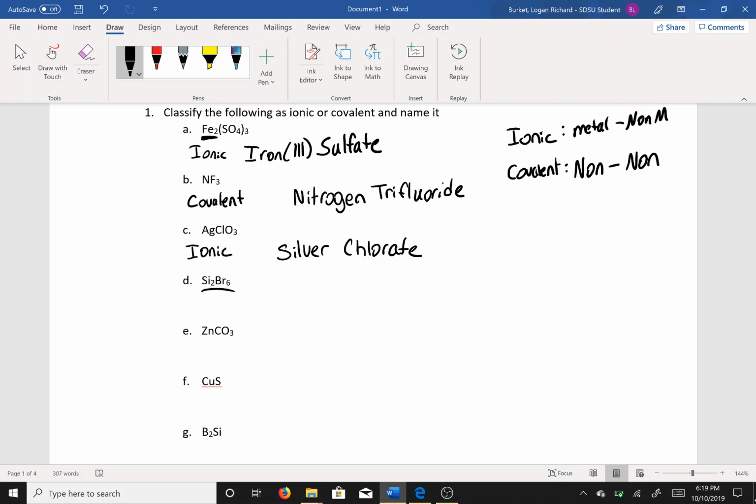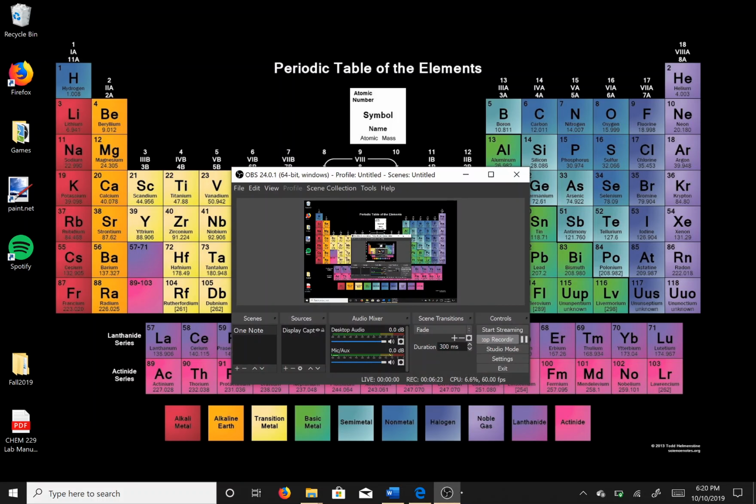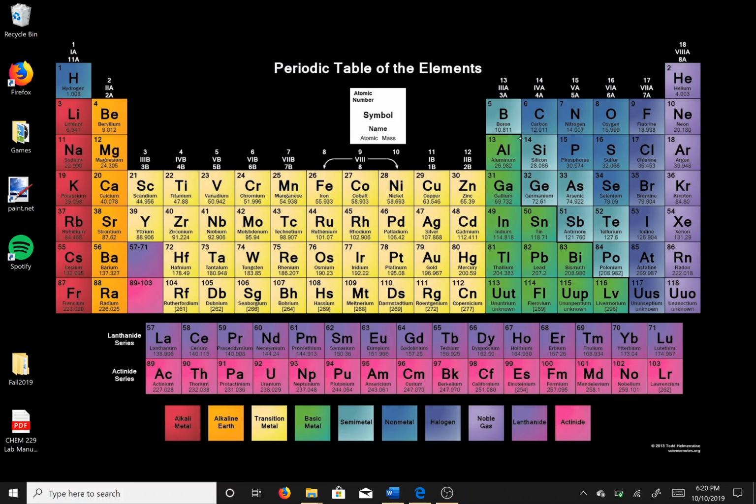We got silicon and bromine. So we go over to the periodic table. Bromine is over here in the halogens. Si is a little bit harder to find. Where is it? Okay, I'm completely blind. Hold on. Okay, I found it after pausing. It's right here, 14, silicon and bromine. So they're both nonmetals. So it's covalent.